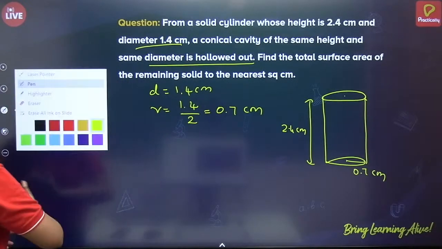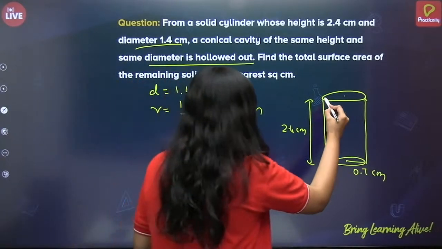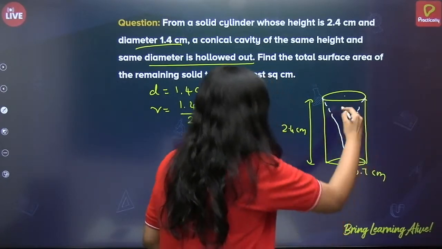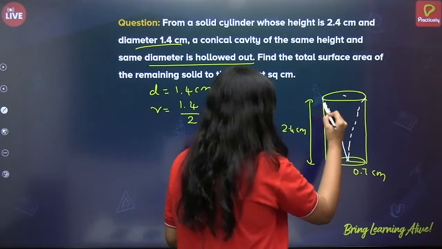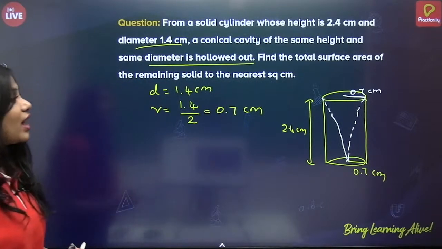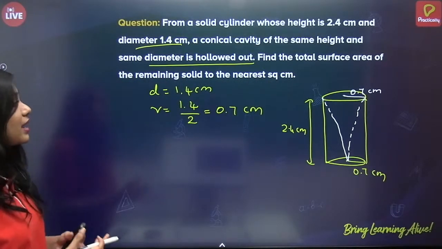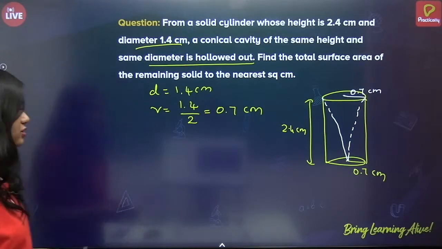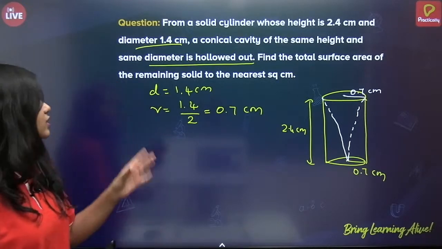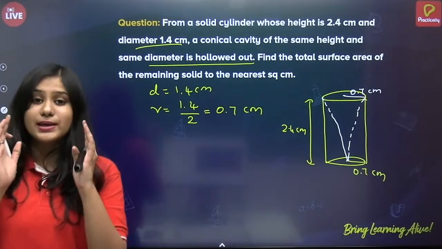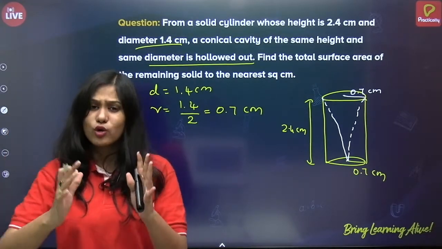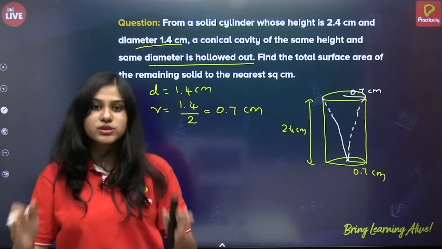Okay. Now let us use another color to represent cone. So this is a cone. Correct? Now this is hollowed out. In it also has same height and same radius. Next, find the total surface area of the remaining solid to the nearest square centimeter. Okay, so what do we have to find? We have to find the total surface area of the remaining solid. So just imagine, okay, take a cylinder, just remove a cone part. Now what will you find? There's a cone inside and outside is a cylinder, correct?